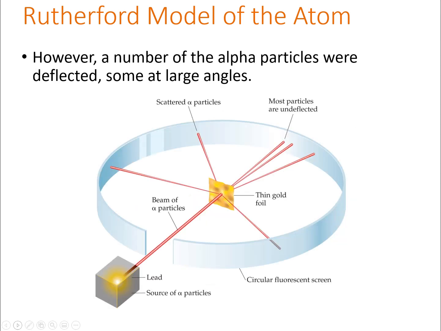This is the setup. You have a source of alpha particles. You shoot them at a thin gold foil, which is why you'll see Rutherford's experiment known as the gold foil experiment. And if the plum pudding model is correct, all of the particles are going to come out the other end undeflected. But that's not what he saw. Most of the particles were undeflected, but some scattered at large angles. And that was a result he wasn't expecting.